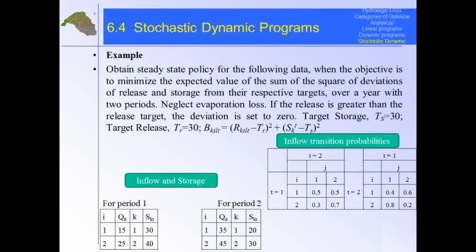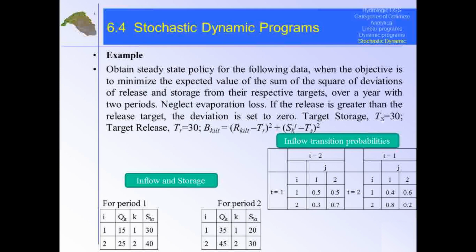Here is the problem. We are going to use stochastic dynamic programming for reservoir operation. You could have used stochastic dynamic programming for water allocation, since we have used dynamic programming already for water allocation. This time around, we are going to use it for reservoir operation. So the question is, obtain a steady state policy for the following data when the objective is to minimize the expected value of the sum of square deviations of the release and storage from their respective targets. That's the objective which we wanted to minimize, remember? Over a year period with two periods, period 1 and period 2, winter and summer.